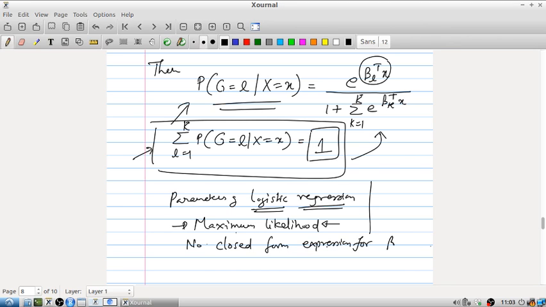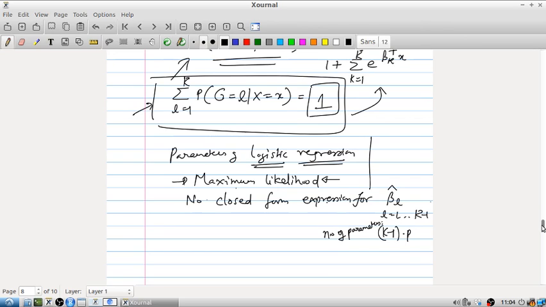For the beta hat L's, where L is equal to 1 to capital K minus 1, these are the parameters. Each beta is p-dimensional, so K minus 1 times p will be the number of parameters. There is no closed form expression for these numbers that completely specify a logistic regression model.